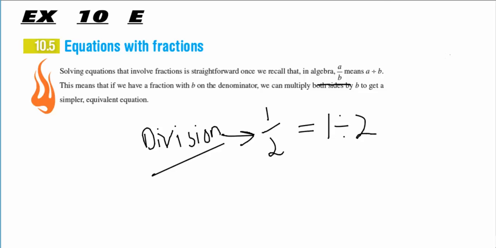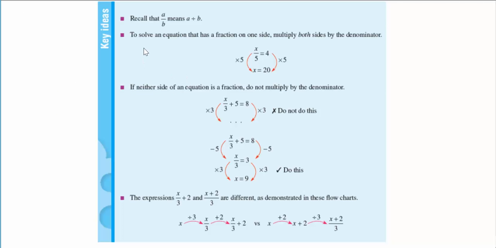Alright, let's go to our next one. Now some of this you'll have to be careful with. As we said, recall that a over b just means a division, so top divided by the bottom. So to solve an equation that has a fraction on one side, you don't multiply both sides by the denominator, you multiply that 5 to the other side. In this question, x equals, because the 5 has moved from the left side of the equal sign to the right side, so it's dividing here, it's going to be multiplying on the other side, so x equals 20.